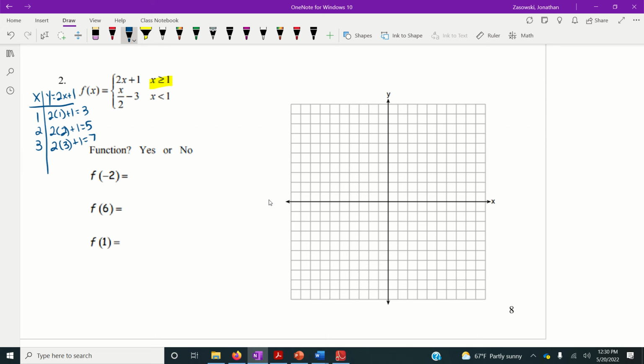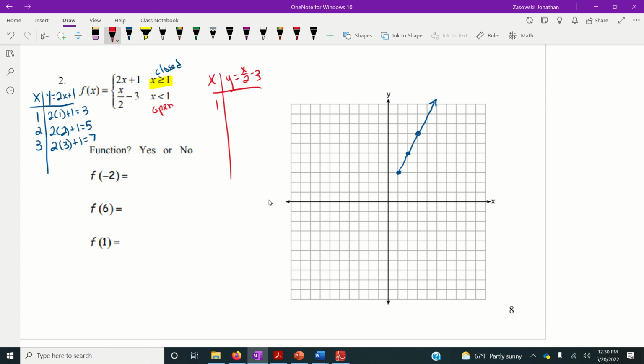So, because it's an equal to, we're going to use a closed circle for this. And we're going to do 1, 3, closed circle, 2, 5, closed circle, and 3, 7, closed circle. And now we can just trace the rest of the points with our line. And there we go. Second graph starts at 1. So once again, the inequality is at 1. So we're going to do y equals x over 2 minus 3. And the first number is going to be 1 because that's the inequality. Remember, this is an open circle now.